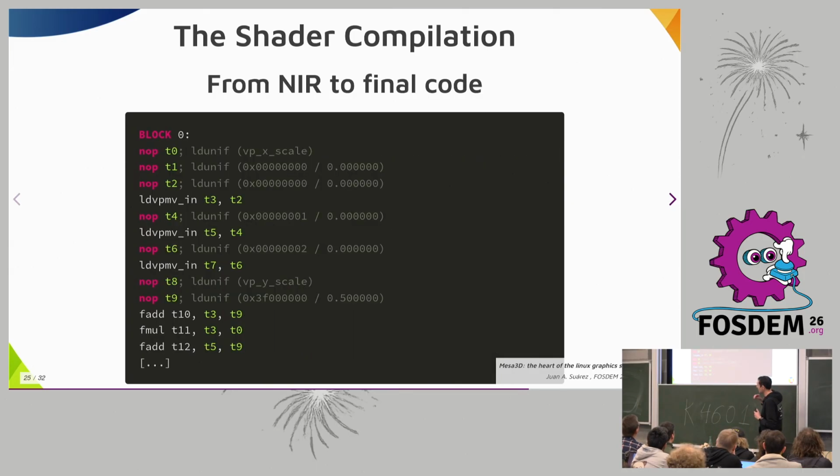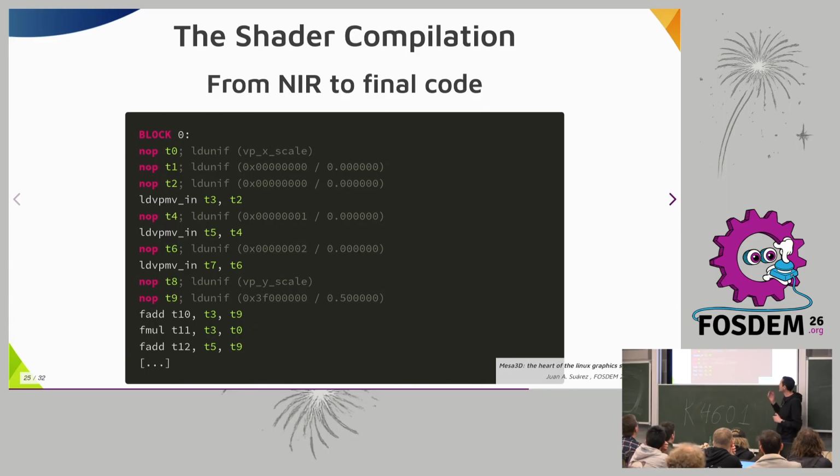Then, once you need to transform, we still need the assembly code for the GPU. Basically, what we do is we have an optimal NIR, passed through all these passes, and send it to the specific driver. Because from that moment on, only the drivers know exactly how to transform that into the specific assembly code for that GPU.